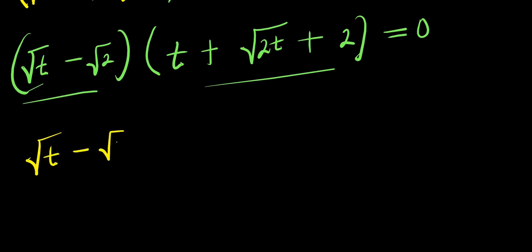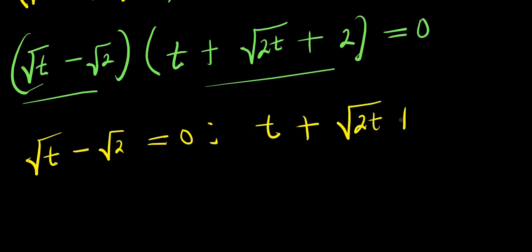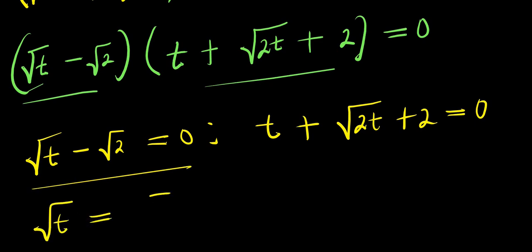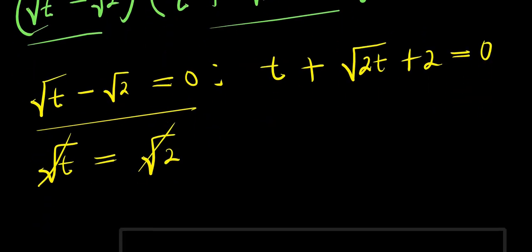I have root t minus root 2 equals 0. I have t plus square root of 2t plus 2 equals 0. So we are going to solve these individual equations. For the first one here, we'll simply have root t equals root 2. This cancels this, meaning that t equals 2. This is my t1.